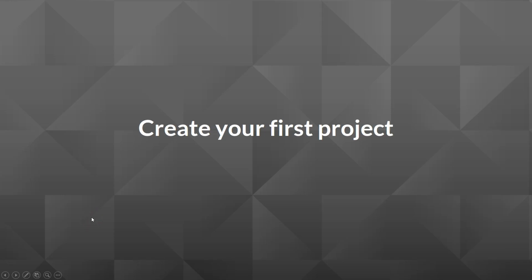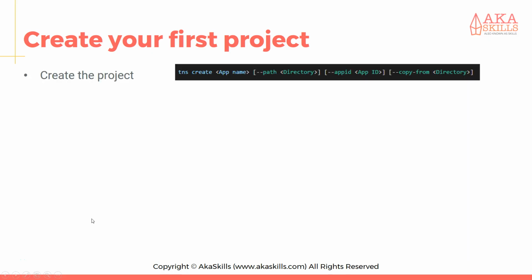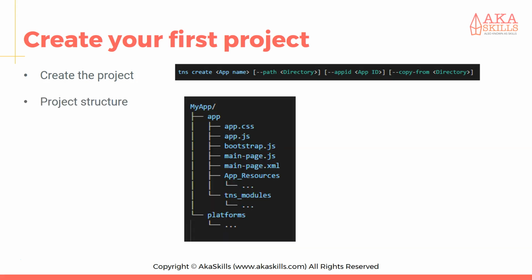So how to create your first project? Well, to create a project, you have to type down tns create, your app name, and after that the path with directory, app ID, and copy from which directory. And after that you receive this project structure.